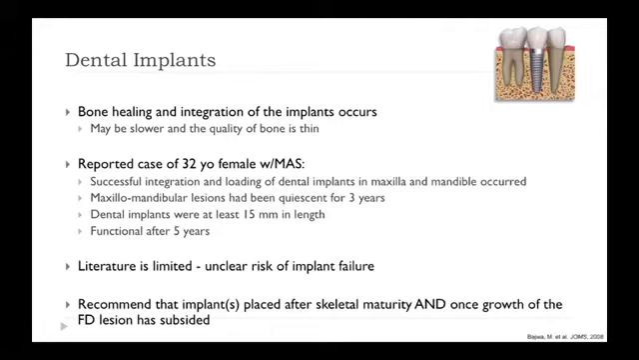For dental implants, the implants are placed in bone, we allow a period of integration, and then we start to load the implant. Because fibrous dysplasia bone tends to be softer, we do recommend that you allow the integration period to be a little longer than normal.